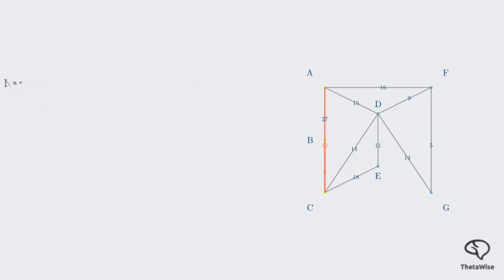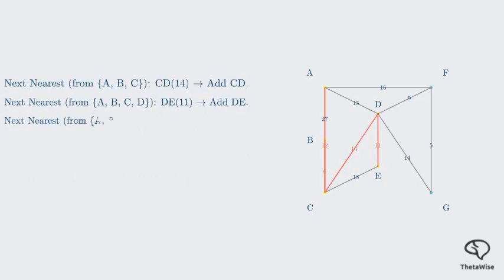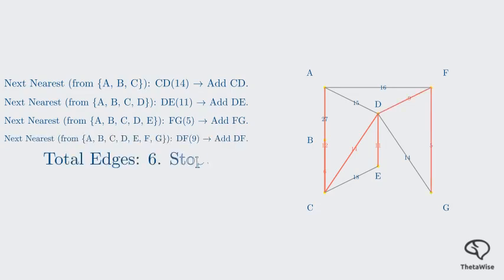We continue this process. The next nearest edge from our current tree, A, B, C, is CD with weight 14. We add it. From A, B, C, D, the next nearest is DE with weight 7. We add it. From A, B, C, D, E, the next nearest is FG with weight 5. We add it. And finally, the next nearest from A, B, C, D, E, F, G is DF with weight 9. We add it. We now have 6 edges, so we stop.